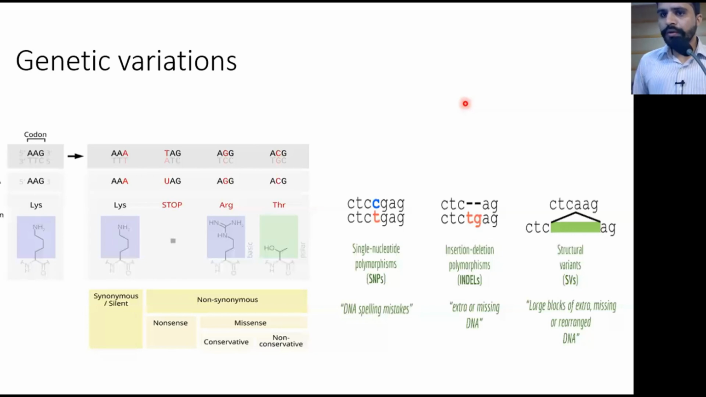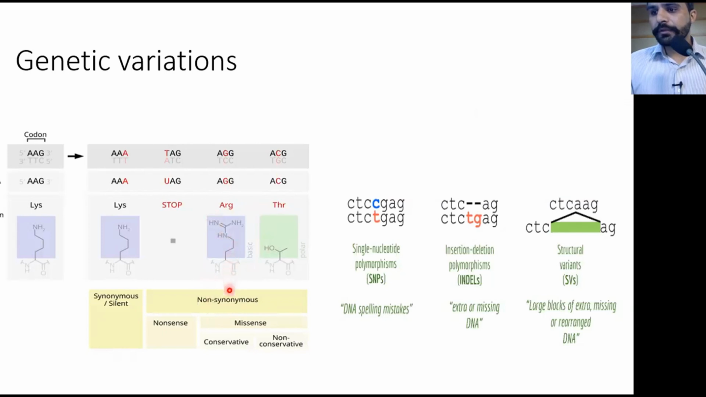So, what are the genetic variations? Genetic variations are of different types. A point mutation can be a synonymous or silent mutation if it results in the same amino acid. If there is a mutation and it gives rise to the same amino acid, this is a silent mutation. And if it results in a premature stop codon, it is known as a nonsense mutation.